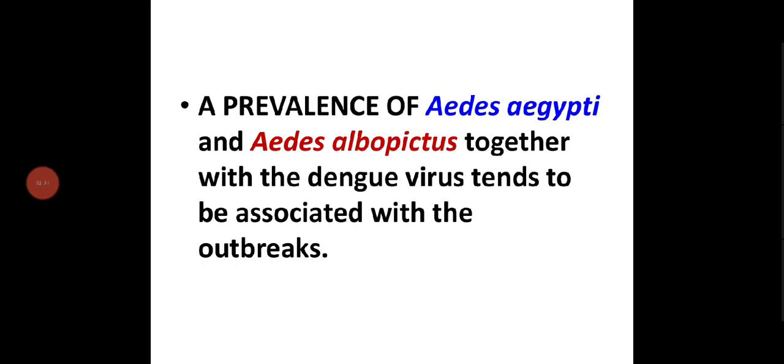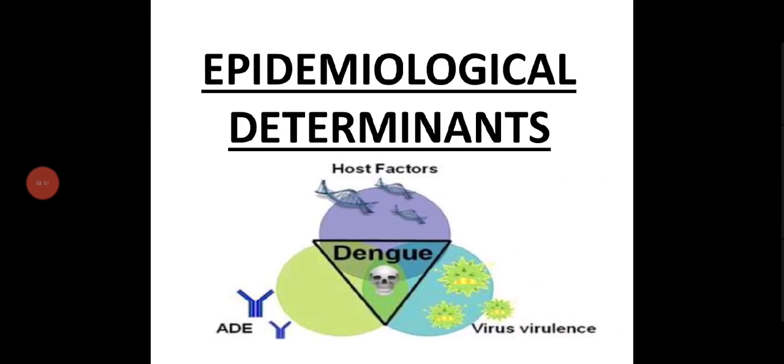The prevalence of Aedes aegypti and Aedes albopictus together with the dengue virus tends to be associated with outbreaks. Okay. If there is any Aedes aegypti or Aedes albopictus mosquito, and if there is any dengue virus, combined they will spread the dengue. There will be an outbreak of the disease.